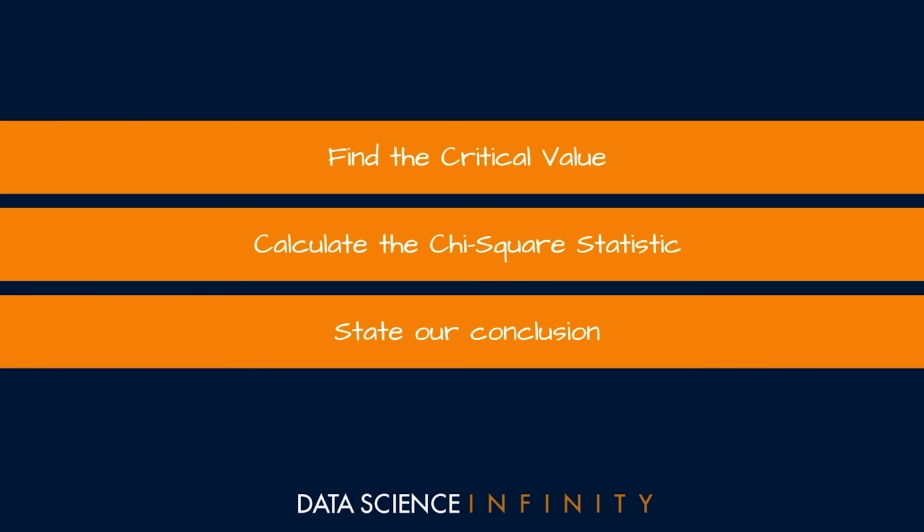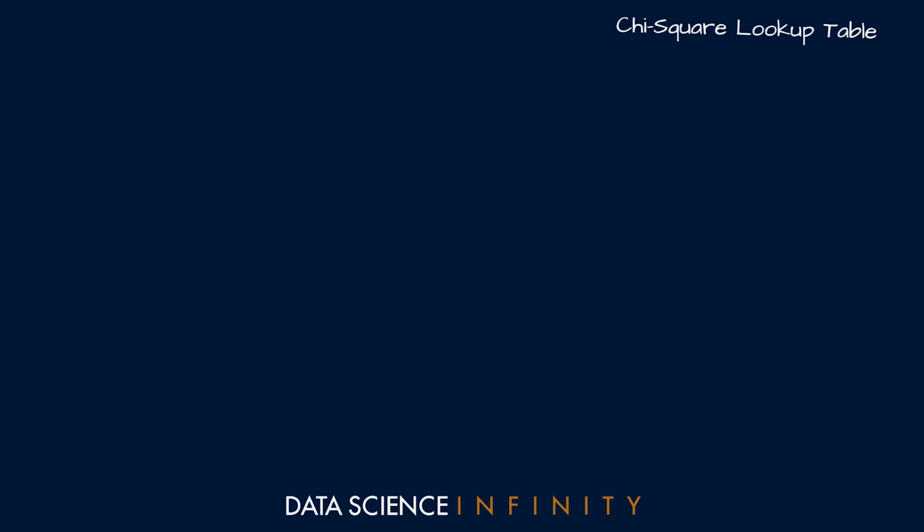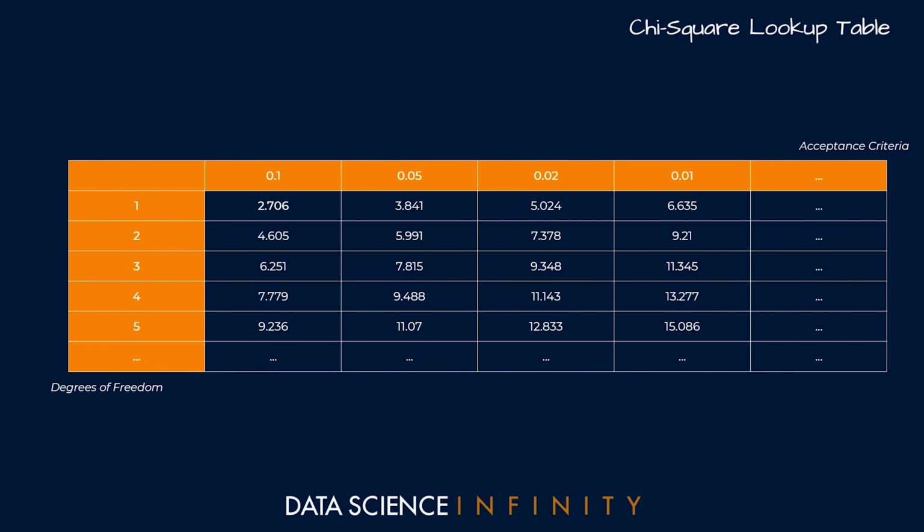So let's do this. Let's start right at the top with our critical value. Now, just like with the other tests, the easiest way to find this value is from a pre-populated chi-squared lookup table, like this one on screen here. And as we've seen in the past, and as I mentioned a moment ago, to find this critical value, we need both our acceptance criteria and a value for degrees of freedom.